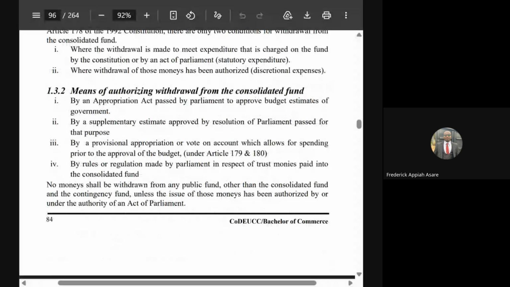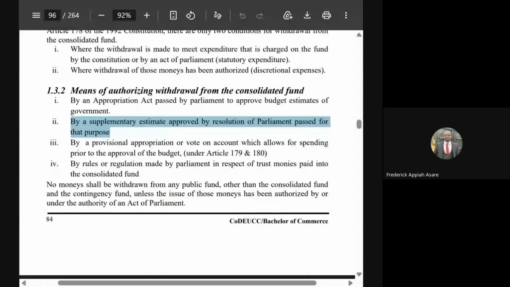The means of authorizing withdrawal from the consolidated fund is by appropriation act. The appropriation act is passed by the parliament after the Minister of Finance has read the budget and everything, and sends the appropriation bill to the parliament. Then when they approve it, it becomes the appropriation act. Another means is by supplementary estimates approved by the resolution of parliament.